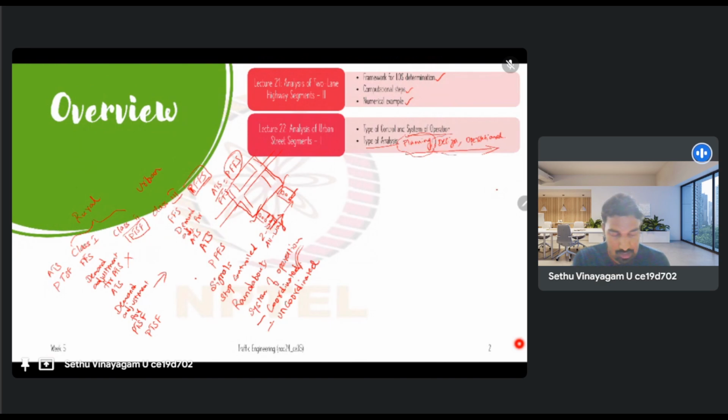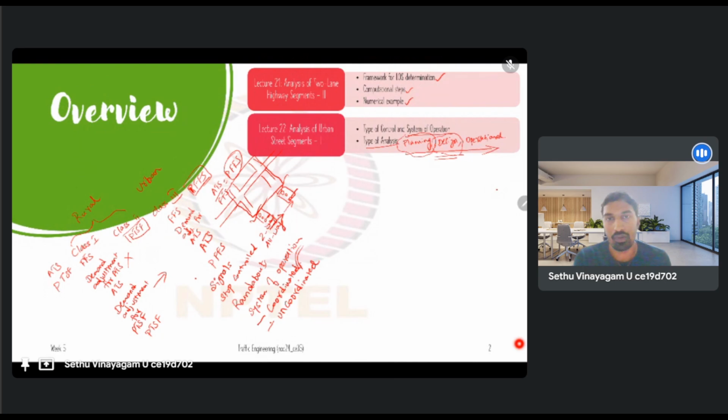Then comes the design part. So you have done the planning, you have come up with some feasibility report, and then decided to implement some solution, some kind of control system. In that case, you have to design the signal, what are the phases and what are the signal timings, cycle lengths, etc. So that's where the design analysis comes in.